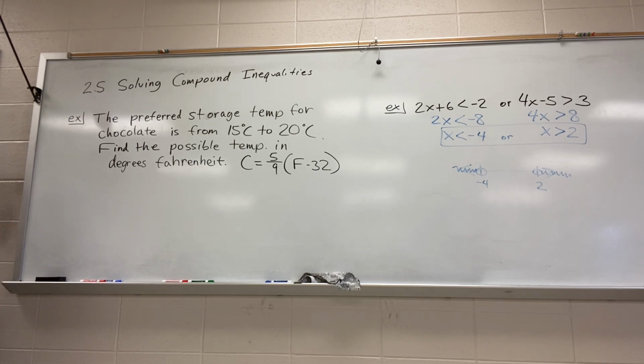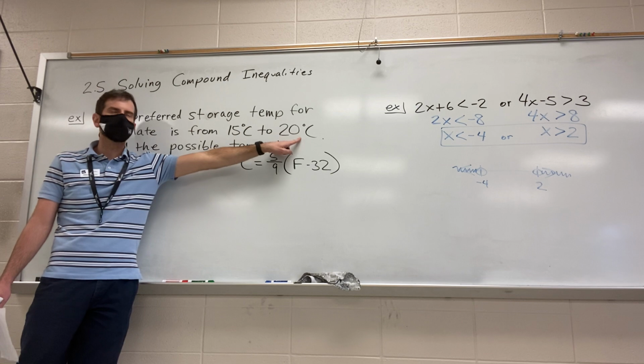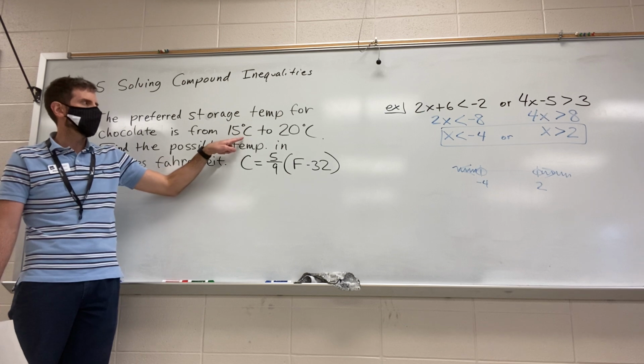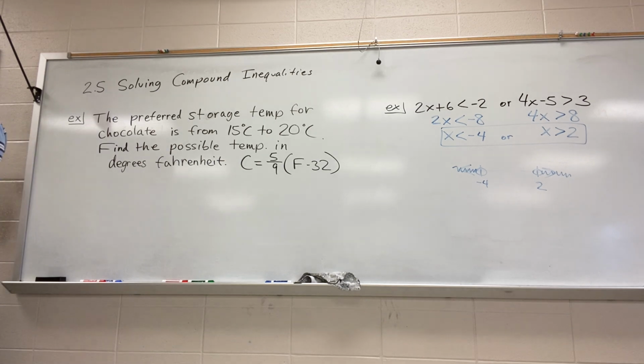It might be tempting to do this as two separate problems, but I want you to recognize this as an and problem or an or problem. Where are our solutions going to be? Because there's 15 and 20. Oh, we don't need to solve for F first. This is saying the preferred temperature is from 15 degrees Celsius to 20 degrees Celsius. Do you see how all of our answers are going to be either these or in between? You guys with me on that? So this is actually what kind of compound inequality?